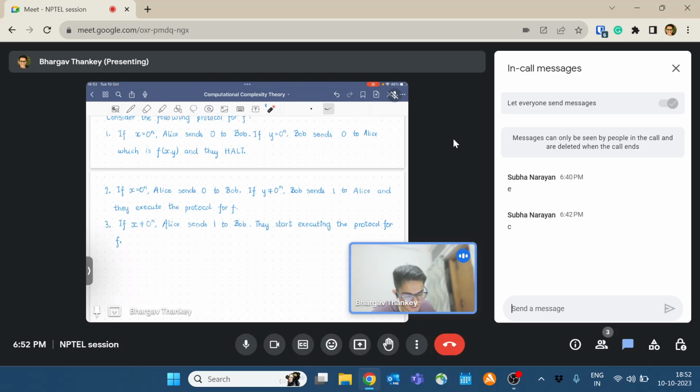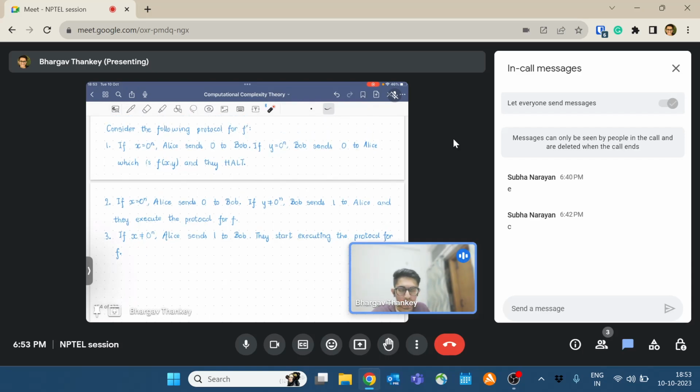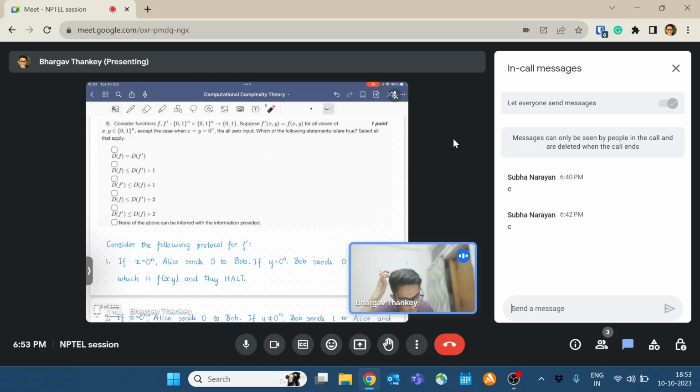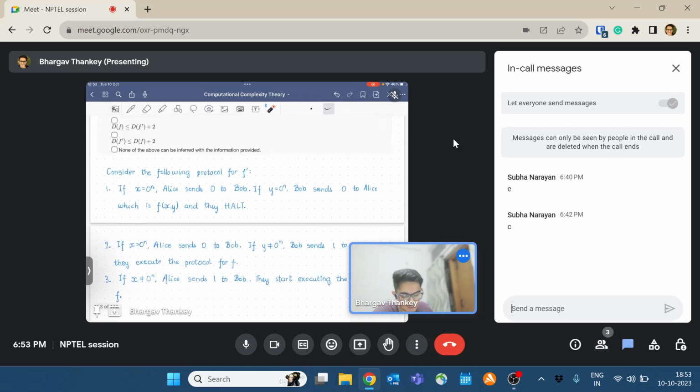In this case you need 2 bits plus whatever you require for f, and here you just need 1 bit plus whatever you require for f, right? And so yeah, this protocol is correct because when x and y are both 0 to the n, the value they compute is 0, which is exactly the value of f prime when both are 0 to the n. And when at least one of them is not equal to 0 to the n, they execute the protocol for f, right? So they again compute f prime correctly because in this case f and f prime are the same.